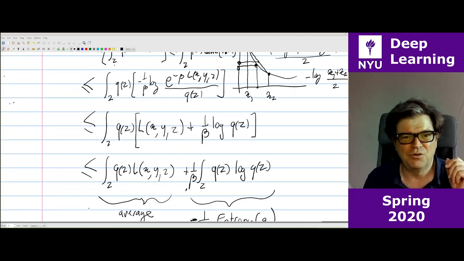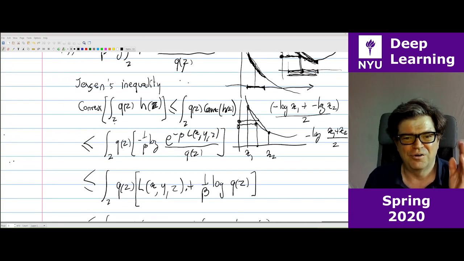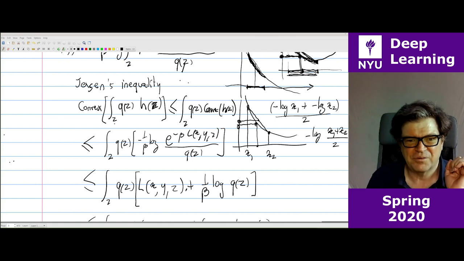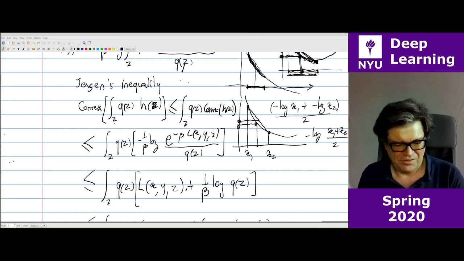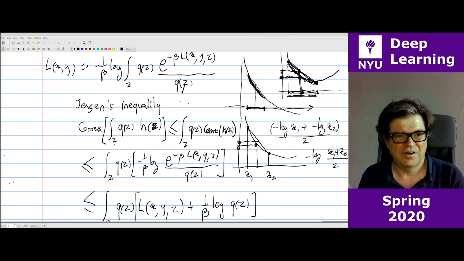But that's the idea of variational methods. You basically use Jensen's inequality to turn the log of an average into the average of the log, okay? And that way you get an upper bound, right? So it's this step right here, when I turn the equality that was here into an inequality by applying Jensen's inequality, what I did is that I put the log inside. There was a log outside and I put it inside. So now it's the expectation of a log instead of a log of an expectation, okay?